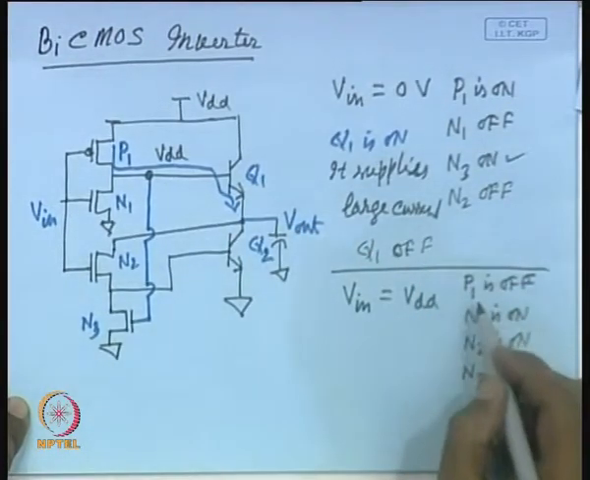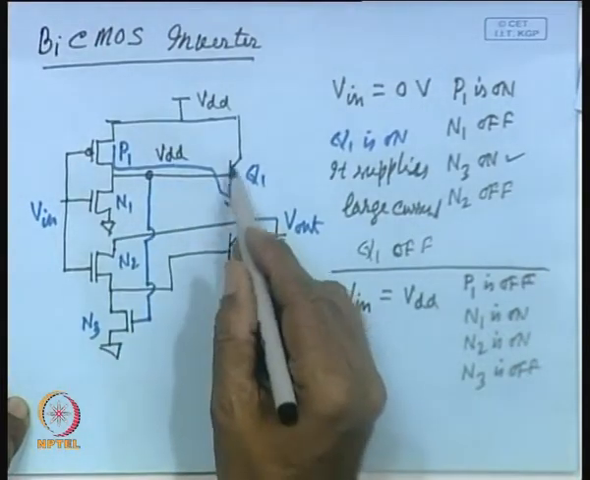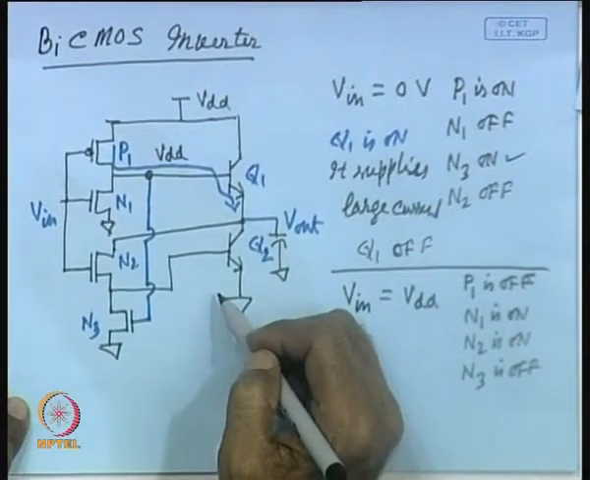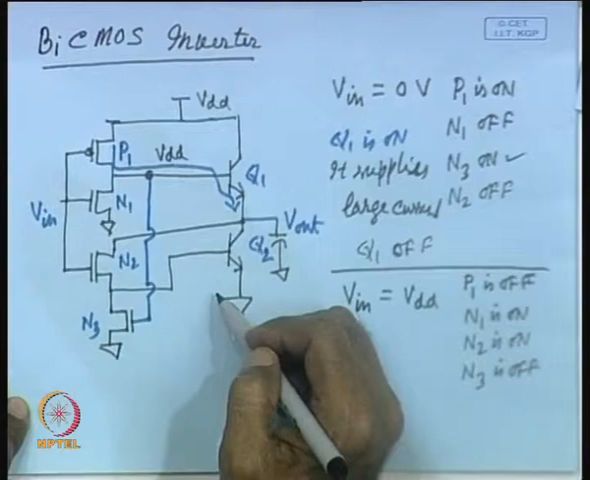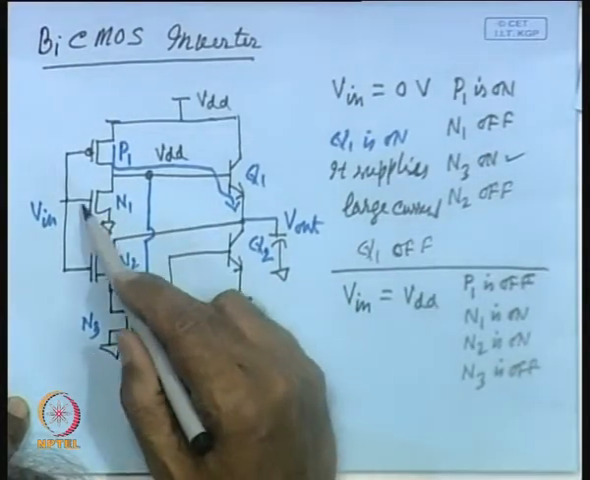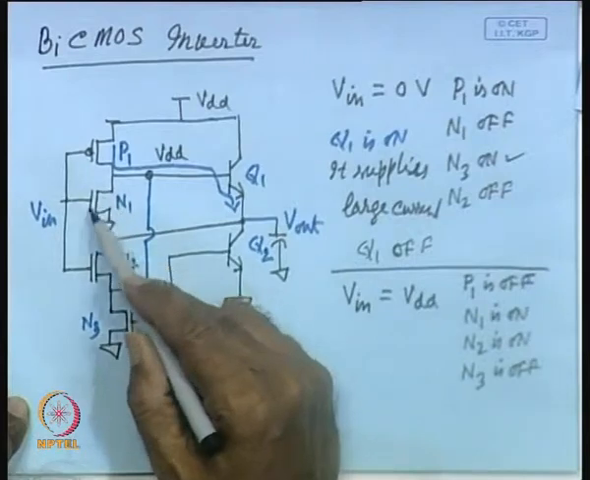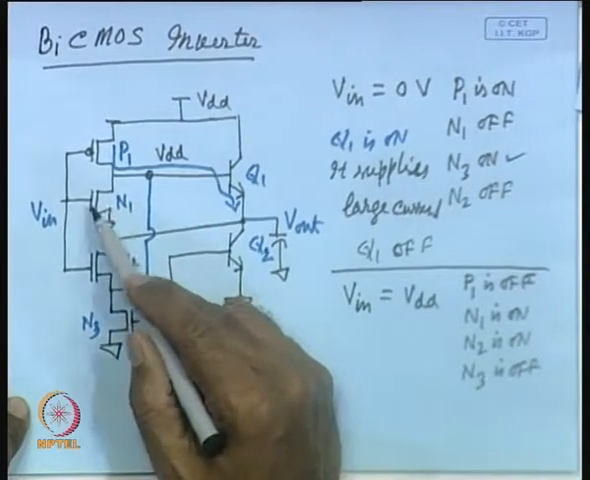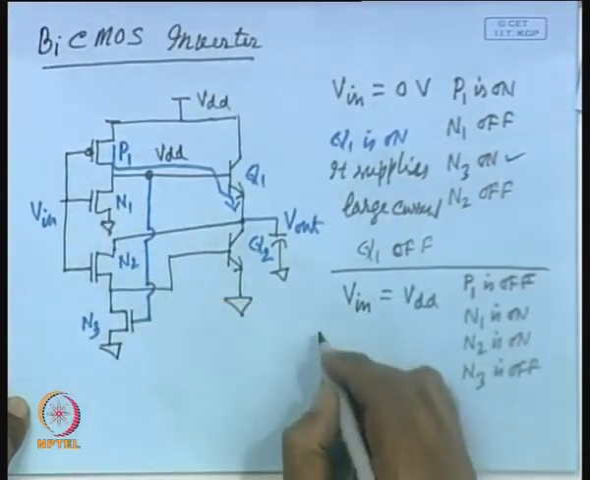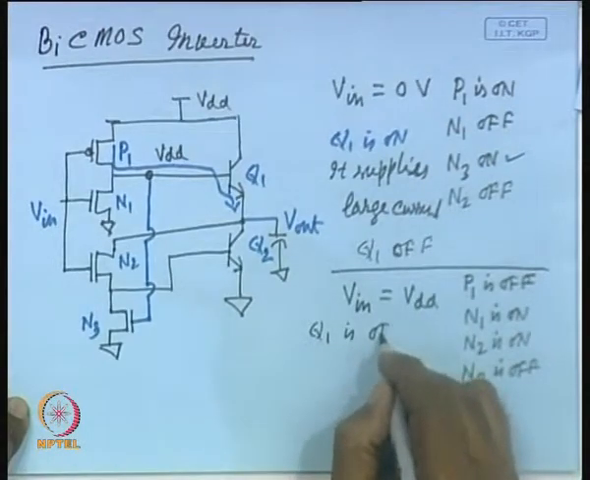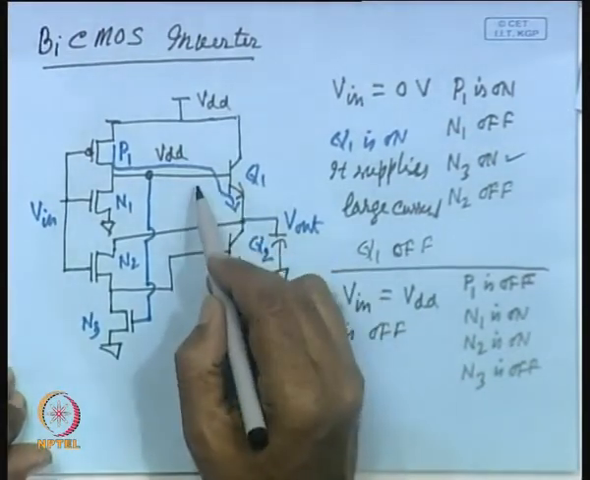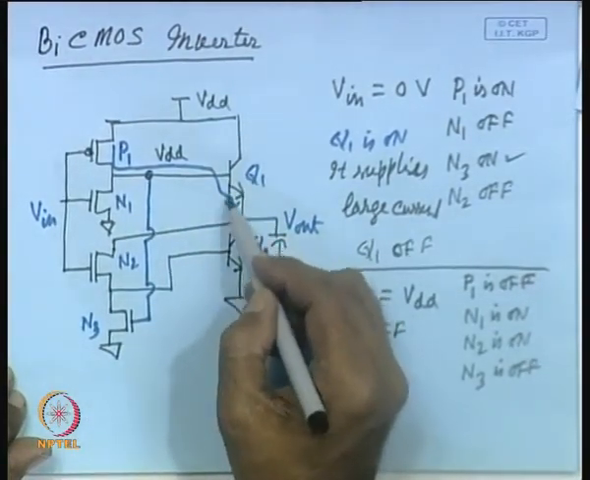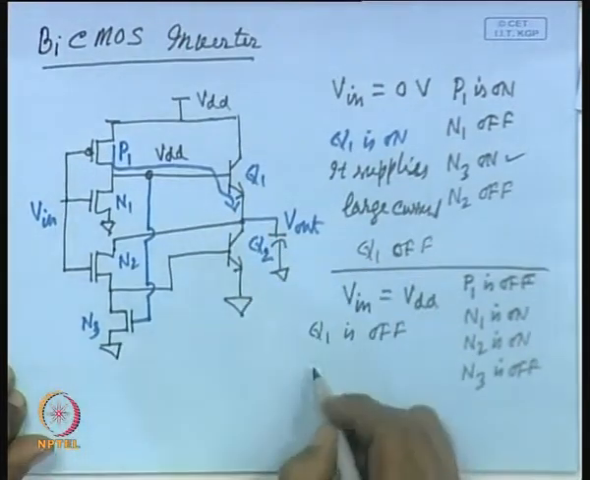Whenever P1 is off, this particular device does not really get any drive. But at that time, this transistor N1 is now on. So, what will it do? It will act as a clamping device. That means Q1 is off, because this voltage will be pulled to 0 volt, making this transistor off.